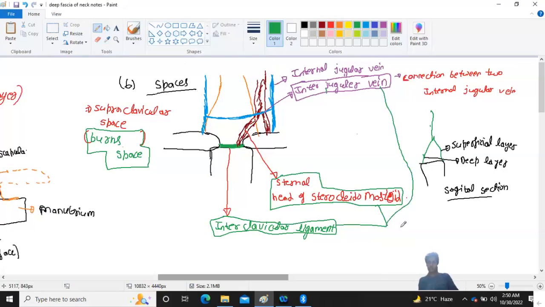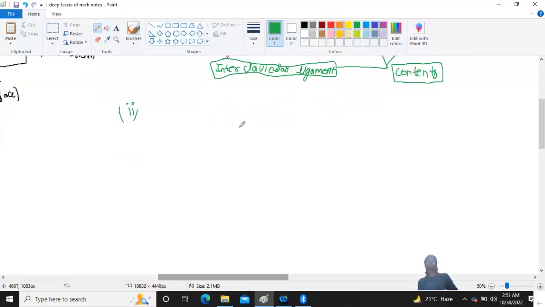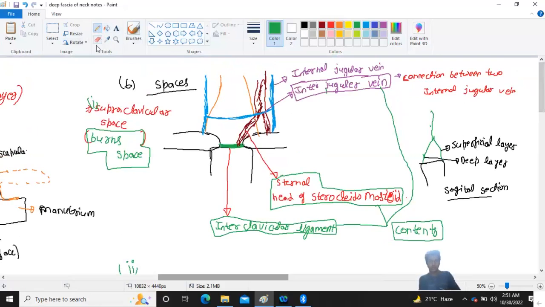These are the contents of this space. Done. Now come to the another space. This first. The second space is the suprasternal space. Sorry, this is suprasternal, because this is just above the sternum, na? So this is called suprasternal.